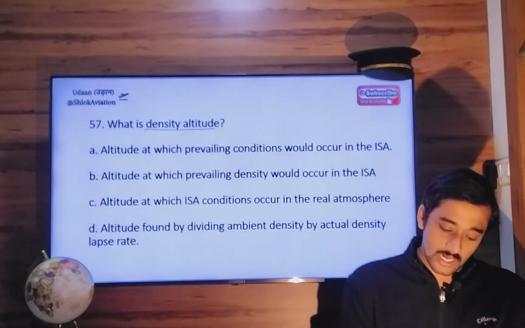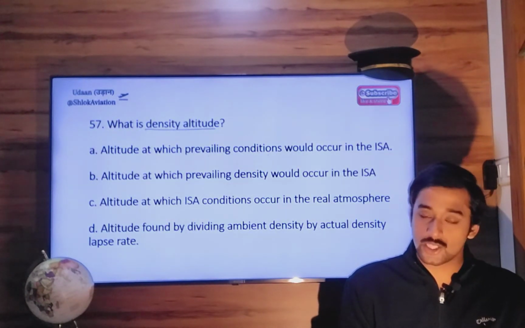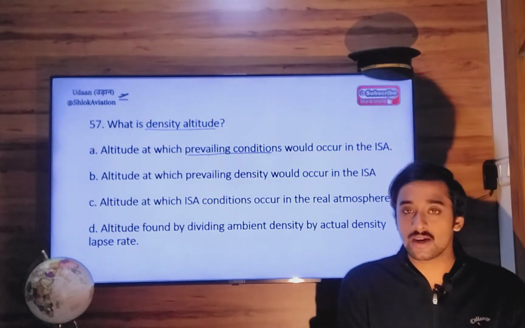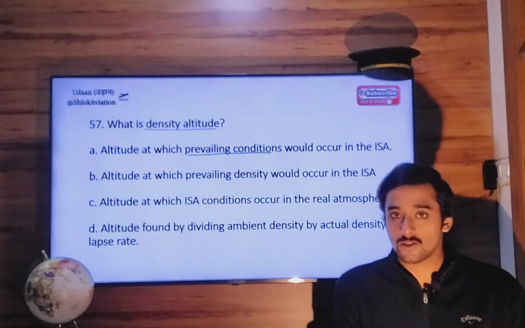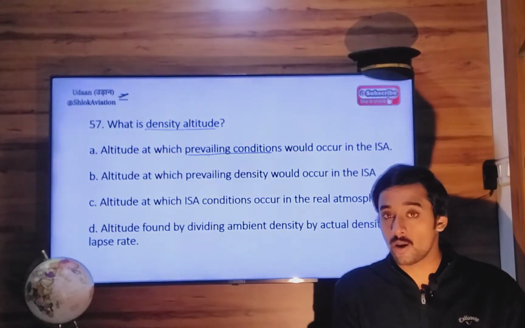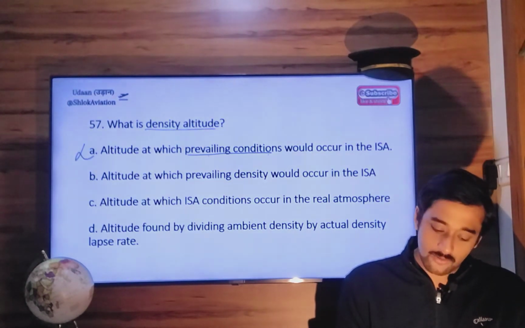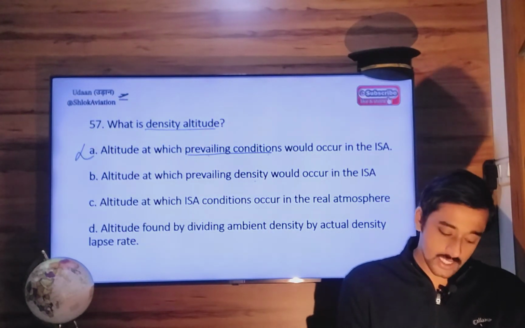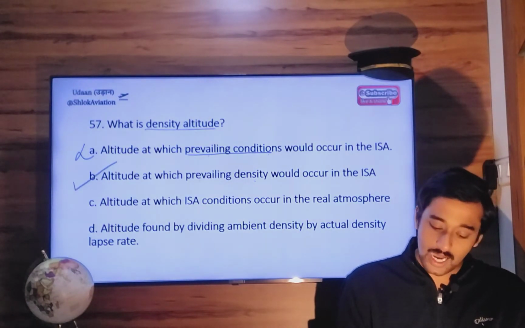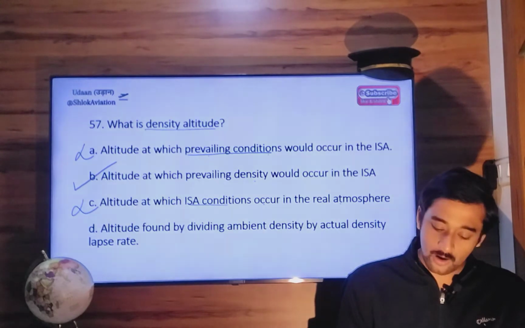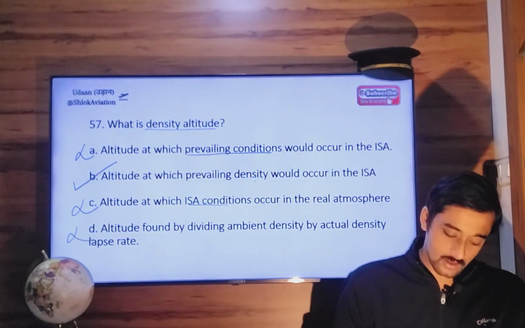What is density altitude? Altitude at which prevailing conditions could occur in the ISA. So the prevailing conditions are not specific, whether they are talking about density, pressure, temperature, humidity, anything else. Altitude at which prevailing density would occur in the ISA, yes. Altitude at which ISA conditions occur in the real atmosphere, no. Altitude found by dividing something, no.